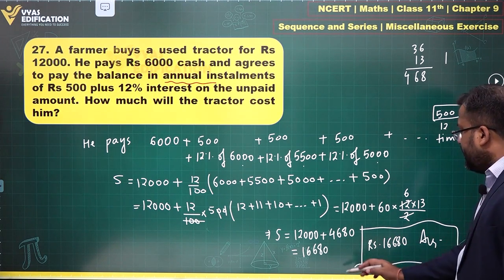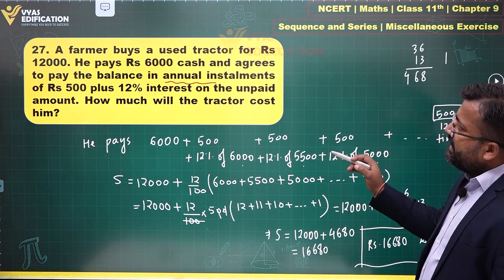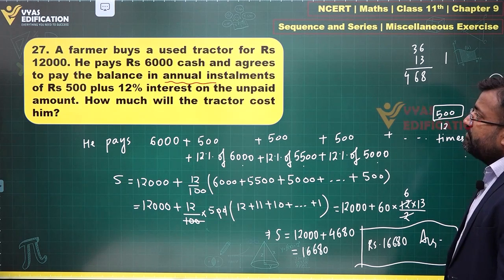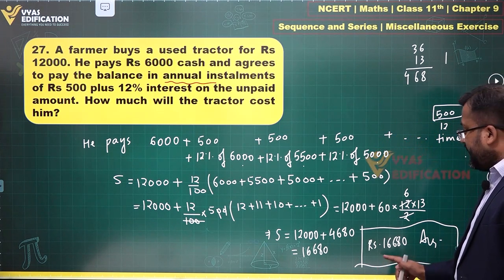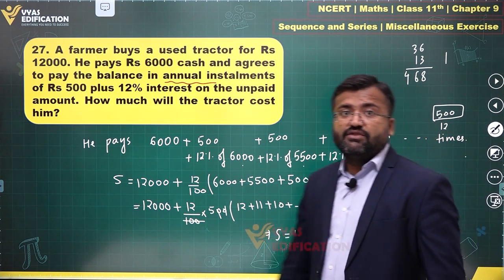That's the net he needs to pay for buying that tractor after paying 6,000 in cash and agreeing to pay the balance in annual installments of 500 plus 12% interest. How much will the tractor cost him? This is the amount, right? That's the final answer for this question number 27, as you can see over here.